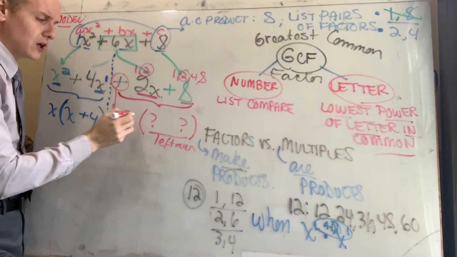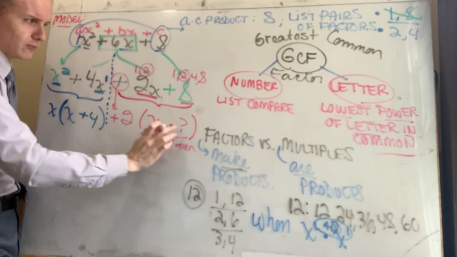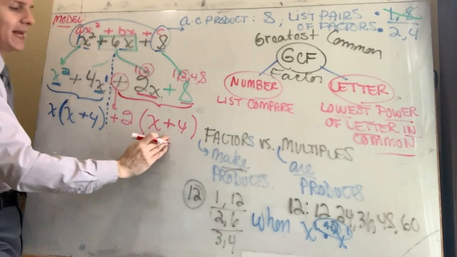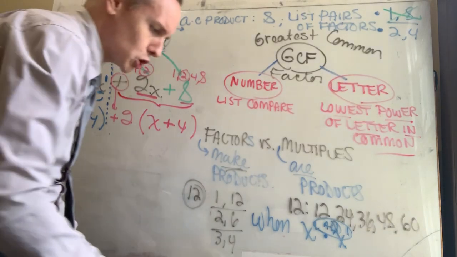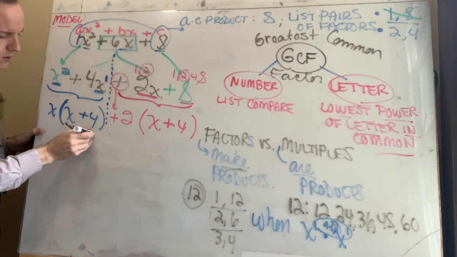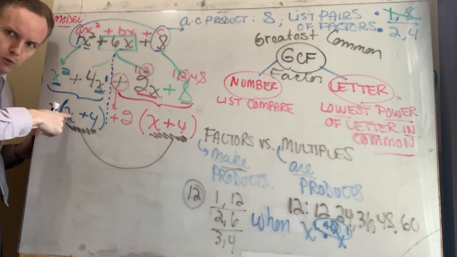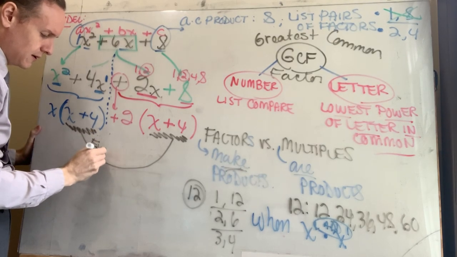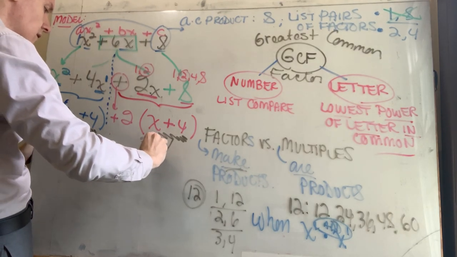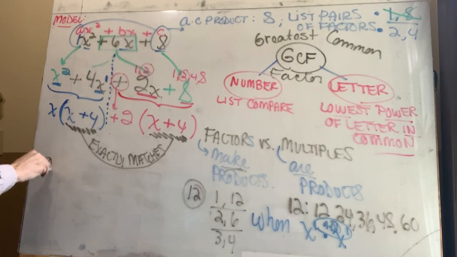Now you work it backwards. 2 times what would be 2x? 2x, all right? 2 times what would be 8 plus 4. Now, here's the payoff, all right, for your trouble for doing this. When going through this process, when what you get on the inside here in blue exactly matches what you got on the inside here in red, that makes it factor like this.